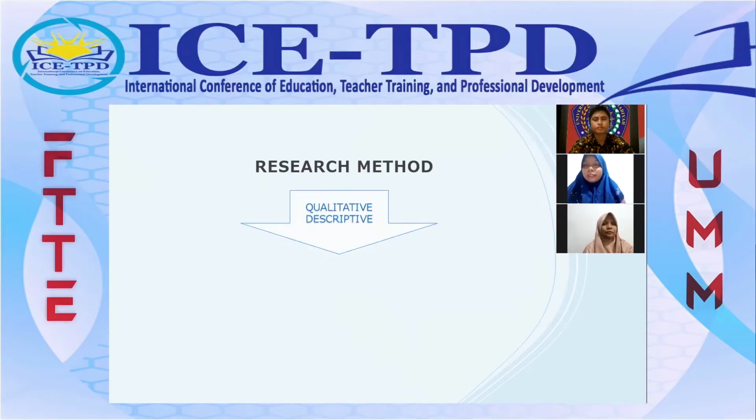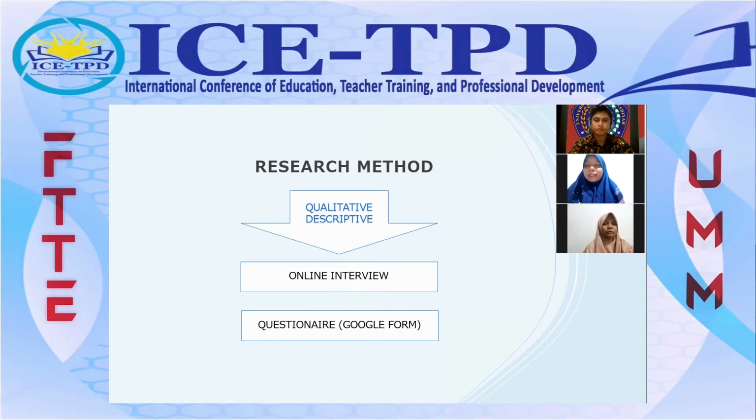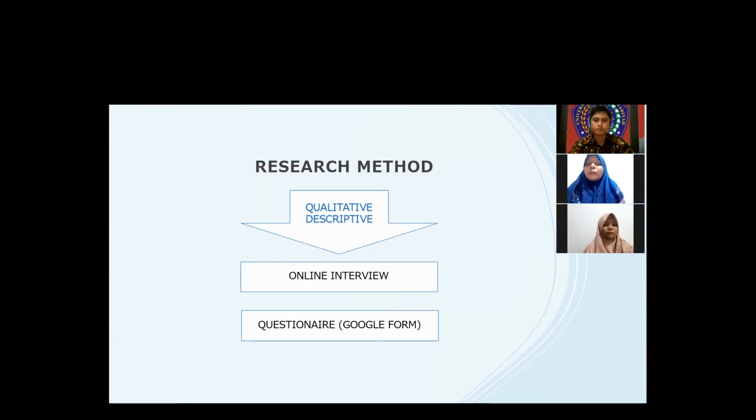To achieve the aims of the research, we use a qualitative descriptive method to describe the ICT used by the teachers, and also describe the difficulties found. First, we use online interviews with English teachers by video calls, and after that, to make it valid and reliable, we use a questionnaire. The questionnaire is in the form of a Google Form, and we share it to the group of English teachers. After that, we compile the data and create the result of the research, as explained by my friend Yanita Agustin after this.